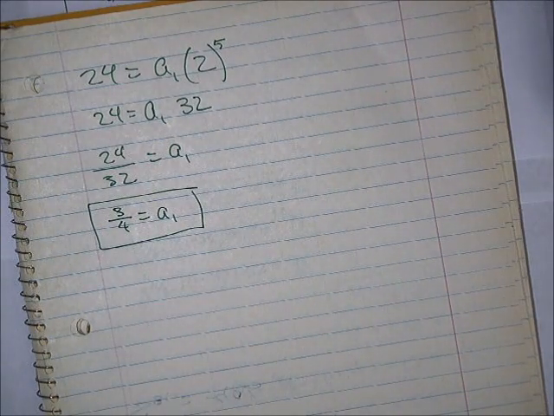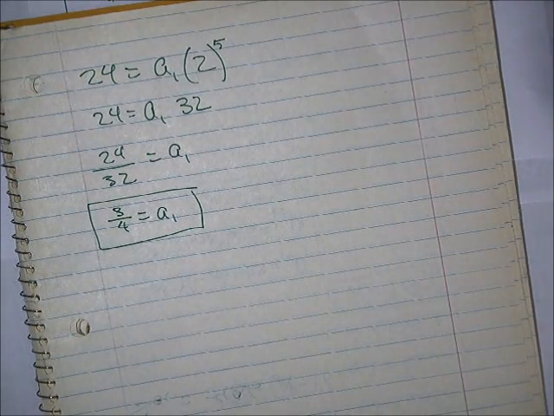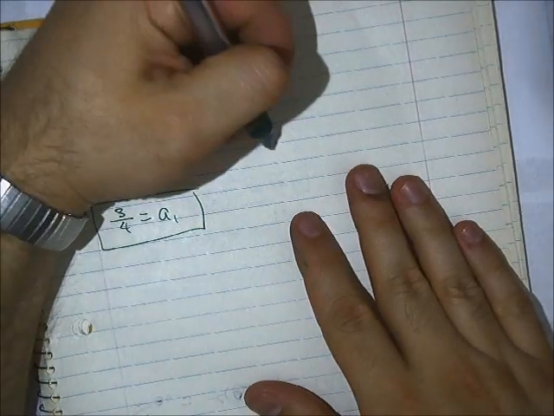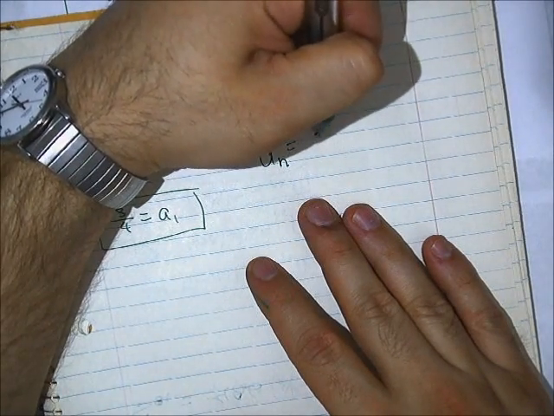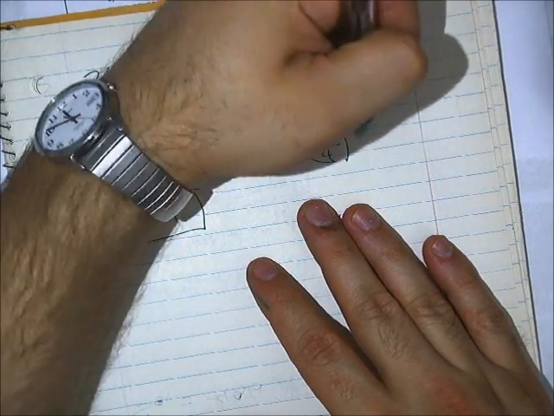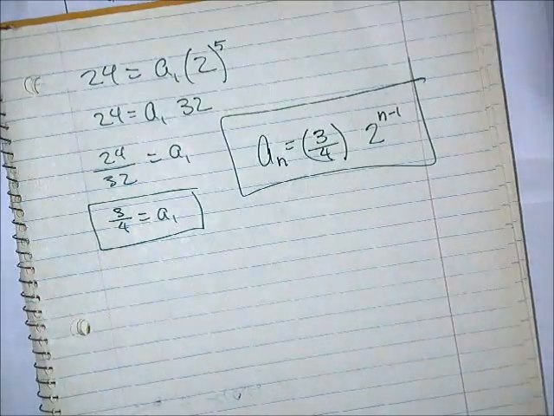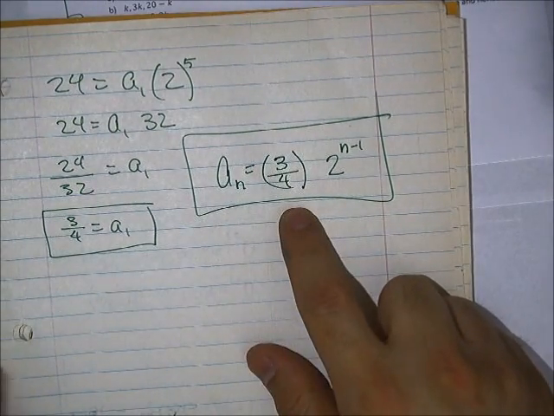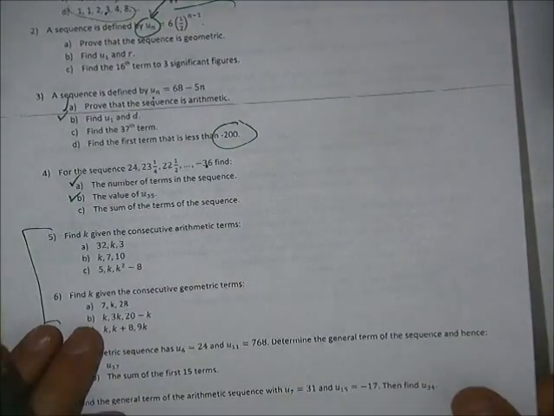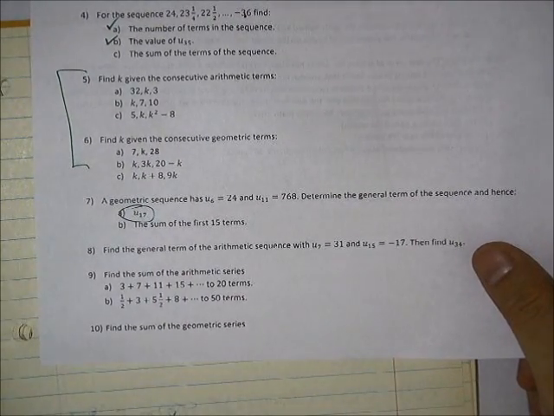3/4 equals a sub 1? So now we know a sub 1, we know our common ratio r, so we can write our nth term equation. A sub n is equal to 3/4 times 2 to the n minus 1. And there's my nth term equation. It's always a good idea to write your nth term equation, because now when we look back at our question, it is asking us for the 17th term.